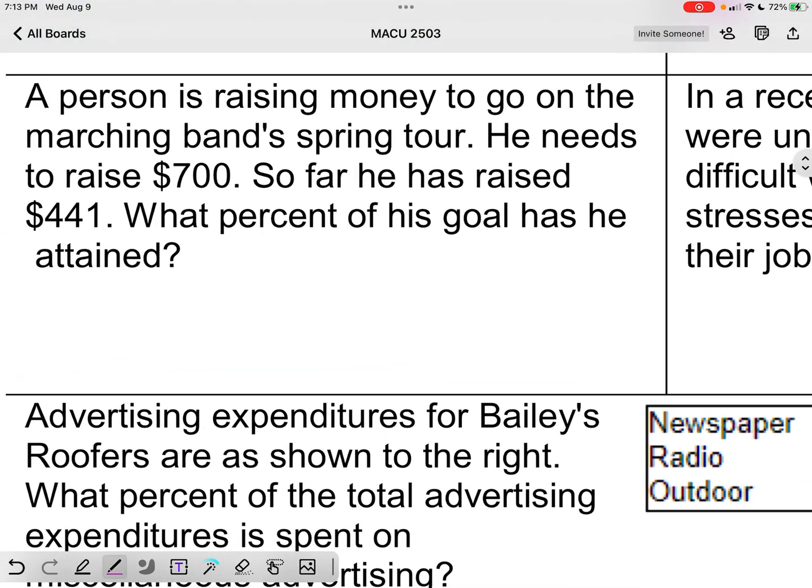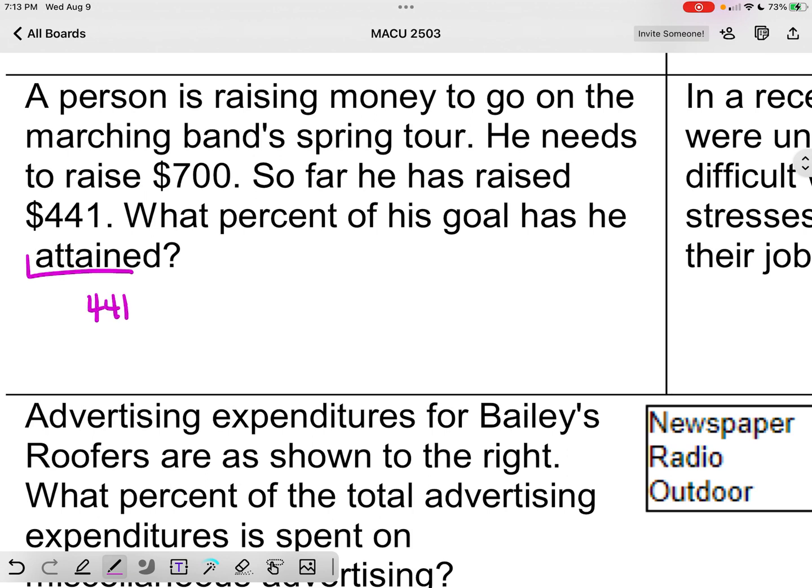A person is raising money to go on a marching band spring tour. He needs to raise $700. So far he has raised $441. What percent has he attained? Which is just like a fancy big word for how much has he earned so far.